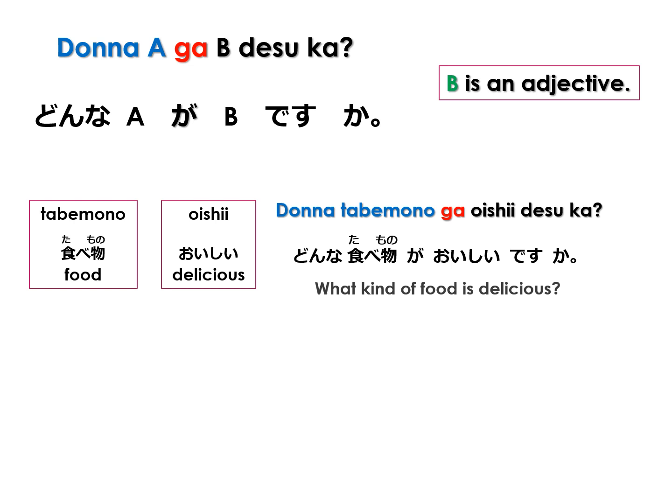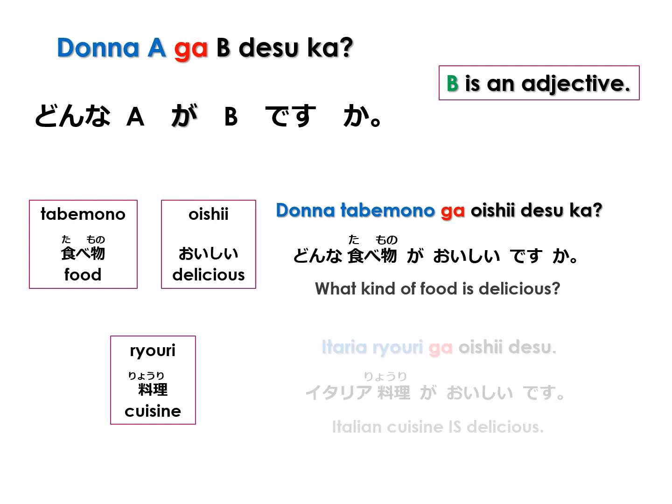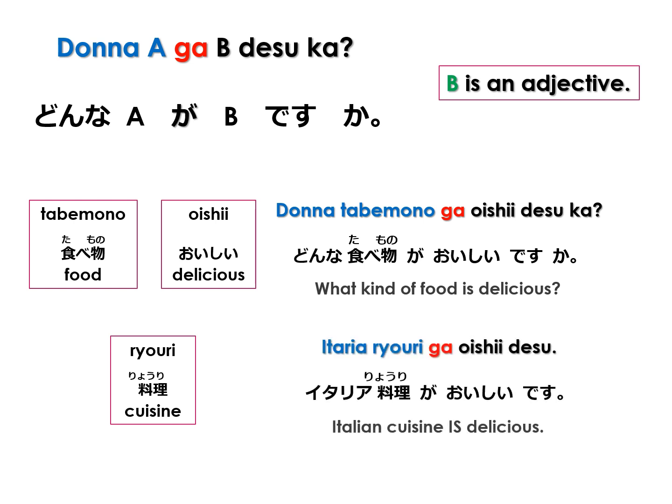Say you like Italian cuisine very much. Cuisine is ryouri, and Italian cuisine is Italia ryouri. So you'd say, Italia ryouri ga oishii desu.